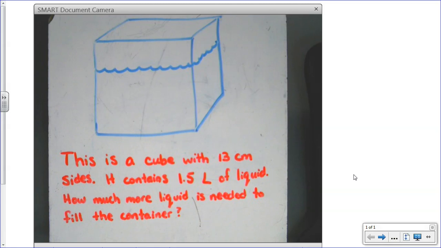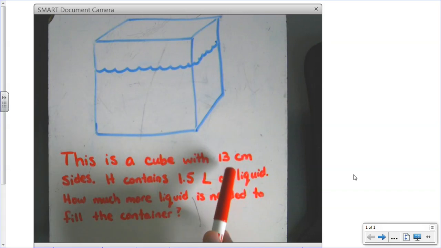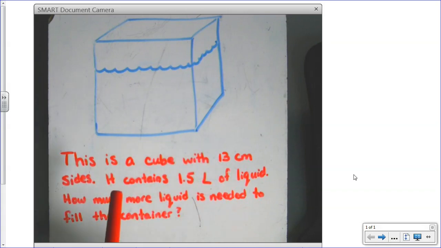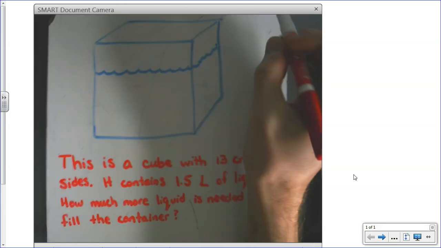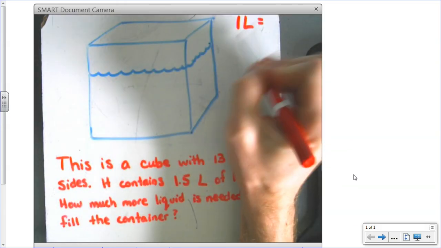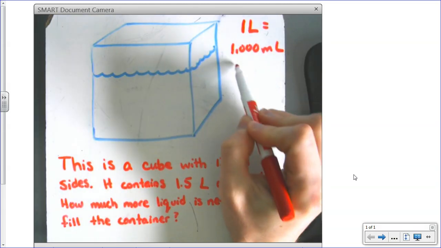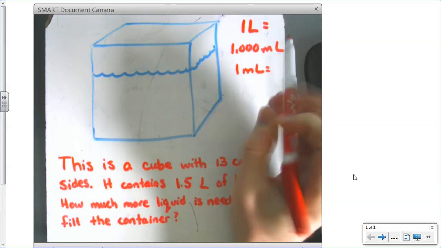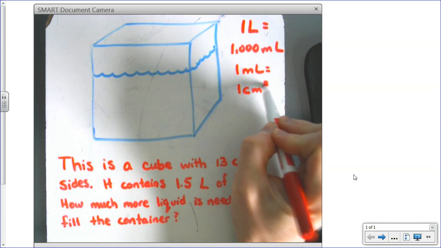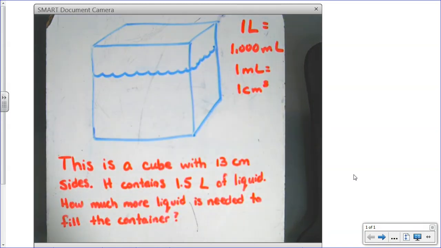on the document camera. And I tell you that this is a cube with 13 centimeter sides. And in this container right now, there's 1.5 liters of liquid. So how much more liquid is needed to fill the container? Well, I'm going to write a quick note up here to remind myself that 1 liter is equal to 1,000 milliliters. And 1 milliliter is equal to 1 cubic centimeter. So those are facts that are going to help me here.